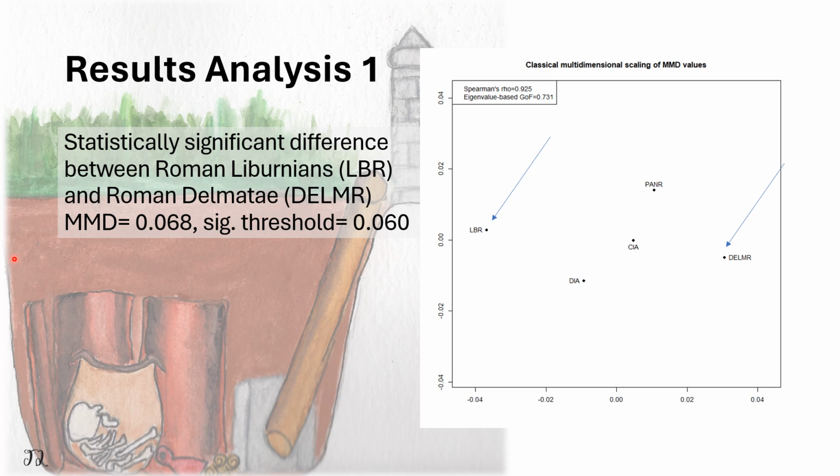Here is the multi-dimensional scaling figure of the results that you may find more intuitive. The statistically significant difference is between the Roman Liburnians and the Roman Dalmatae.